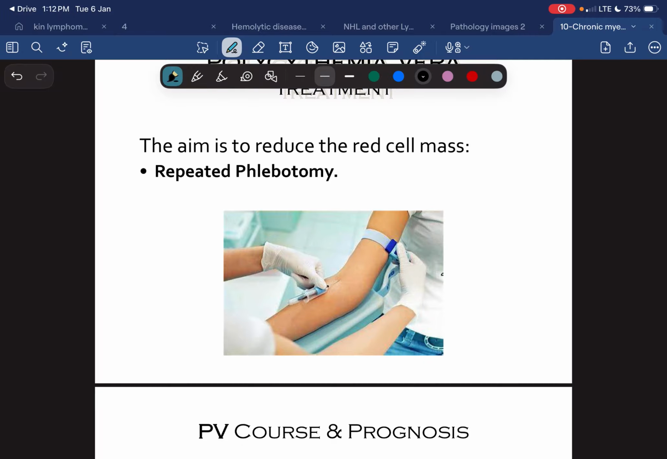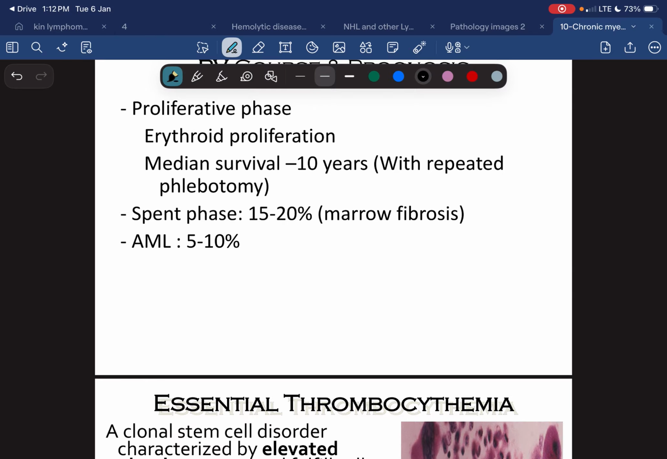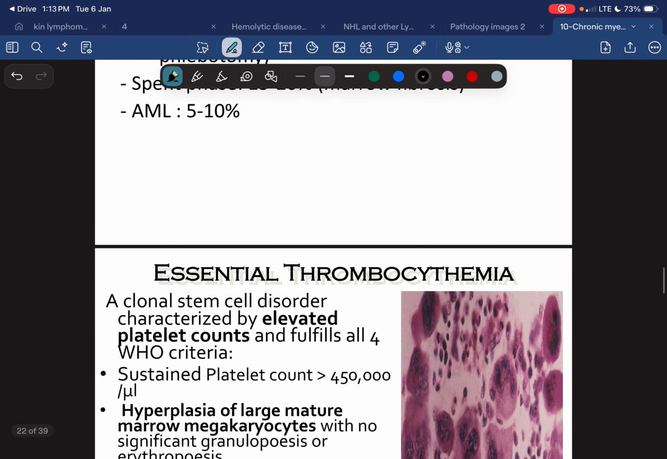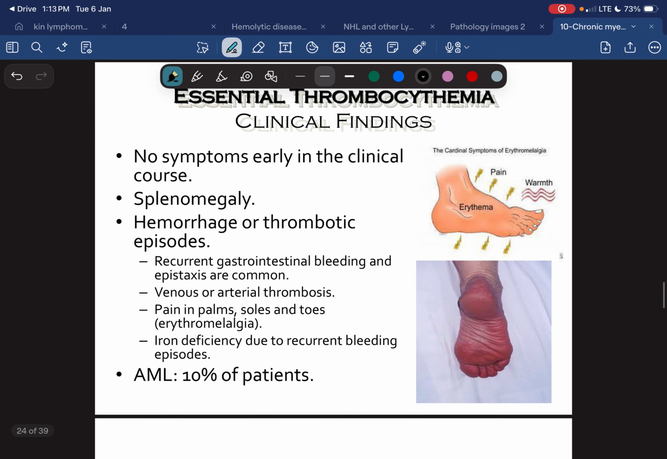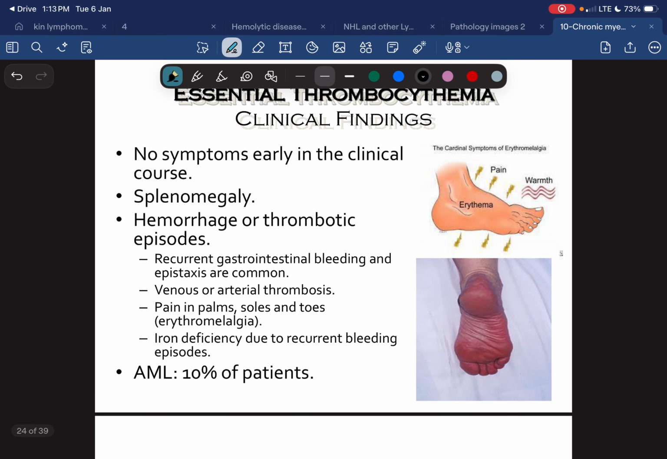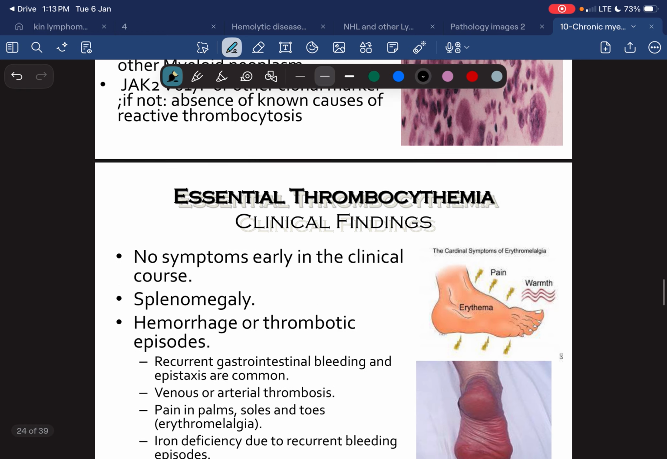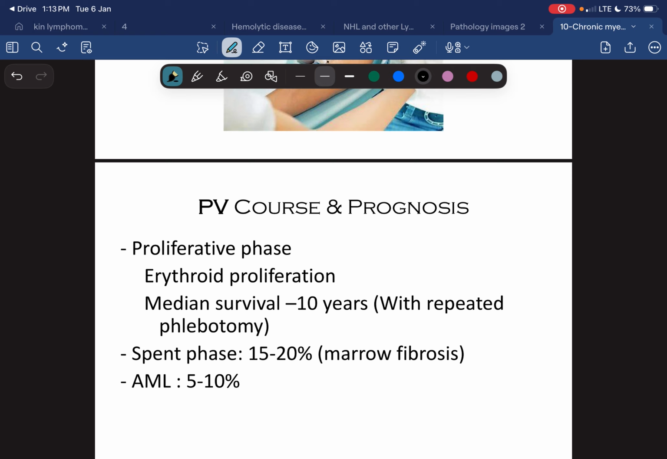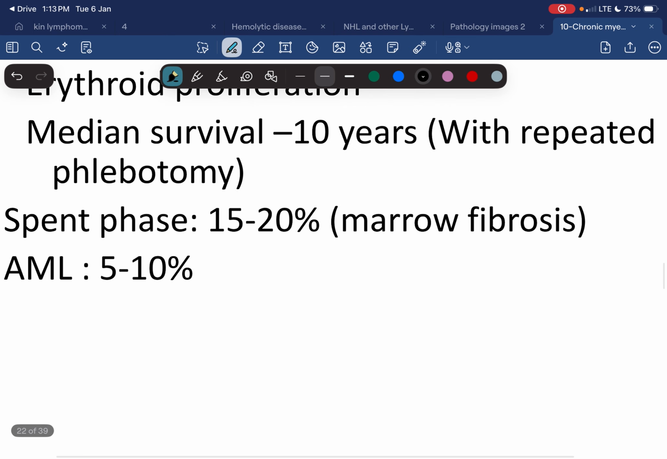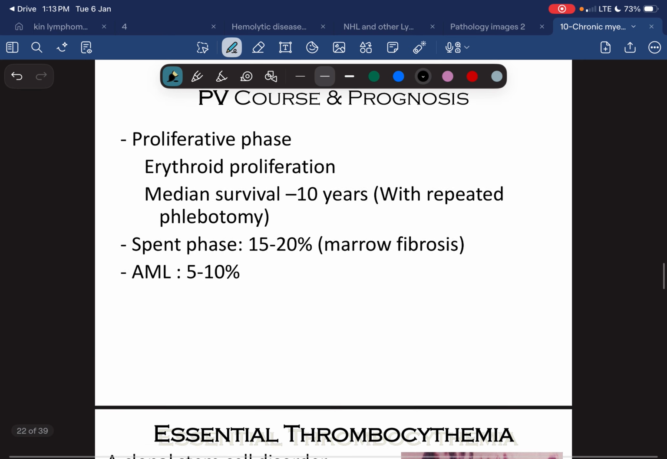Proliferative phase in polycythemia vera, we have erythroid proliferation. And we have another phase, the spent phase, which is transformation into fibrosis. Specifically, bone marrow fibrosis seen in 15 to 20% of polycythemia vera cases. Also, the patient is at risk of what? Transforming into blast phase or crisis with AML development in 5 to 10% of cases with polycythemia vera.